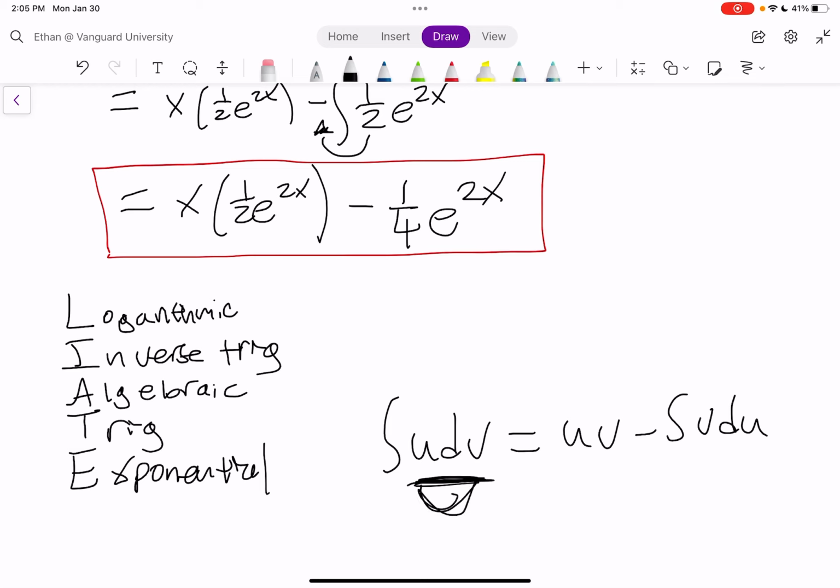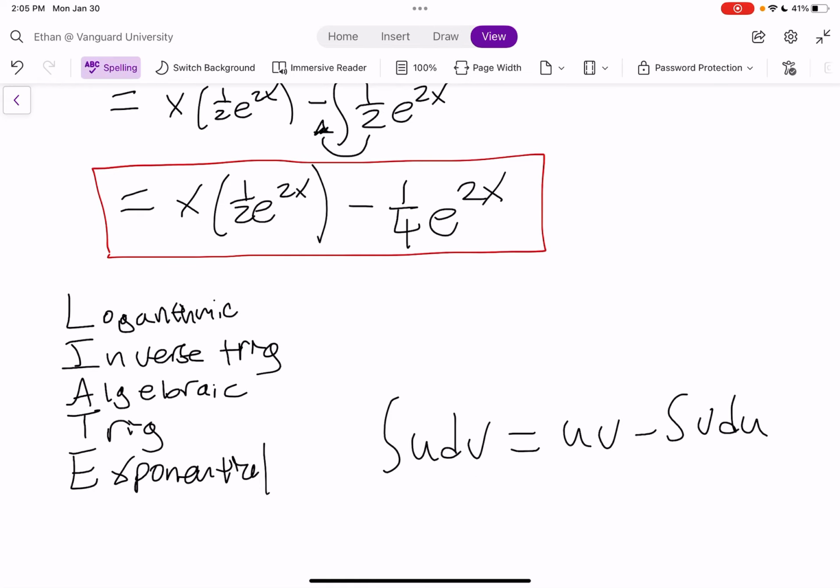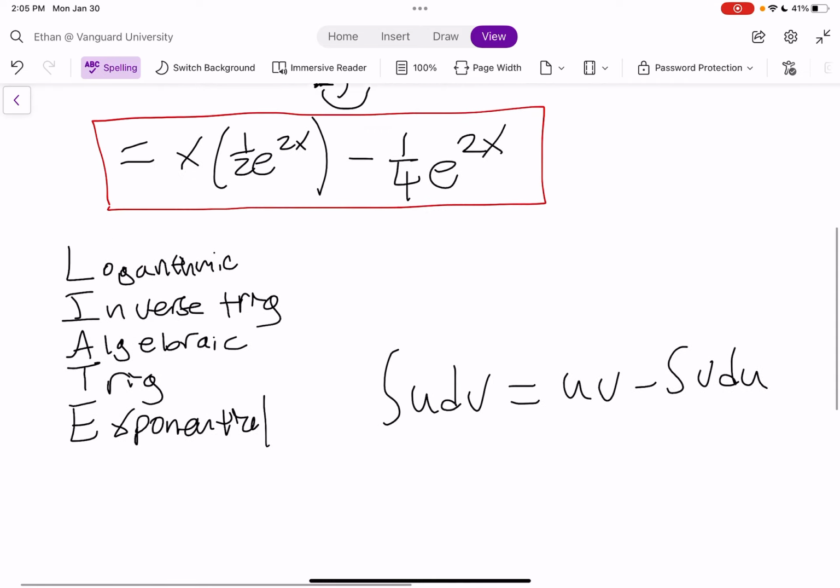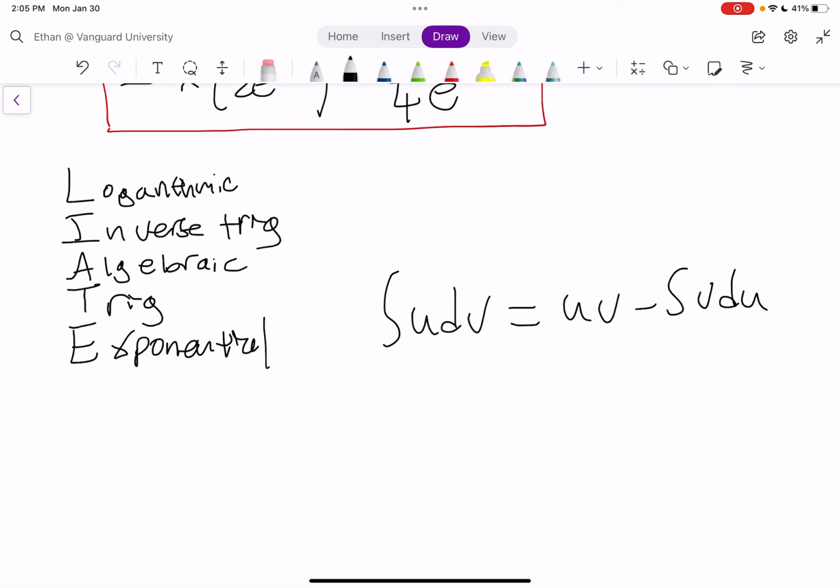So let me show you what that means. In our example we had up above, we had x times e to the 2x dx. We could have used e to the 2x as the u if we wanted to, and used x as the dv, but this right here is going to give us the order of the operations that we need to use.